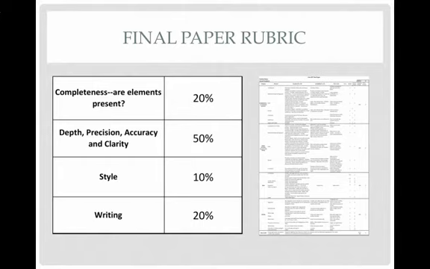Okay, so the first one, completeness, says, did you do the assignment? I asked for X, Y, and Z. Did you do X, Y, and Z? And it's really, really important. Everyone should get 20% because that's not hard to follow directions. It's a little bit tedious, perhaps.